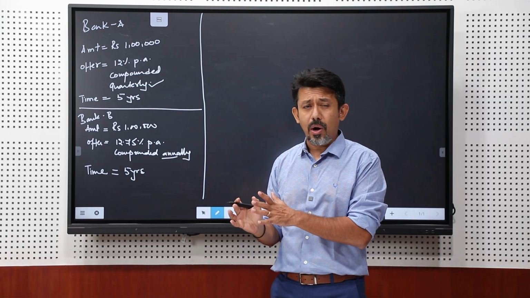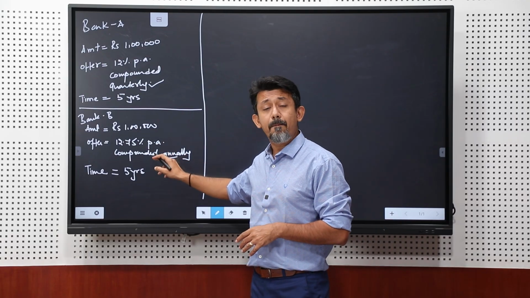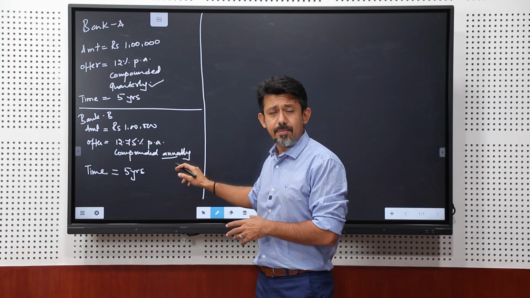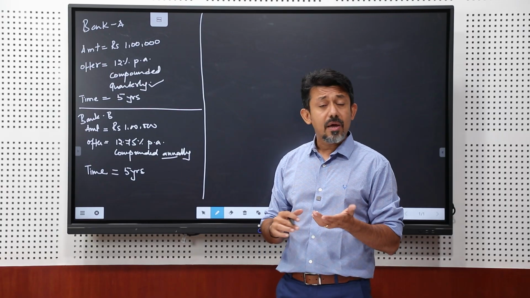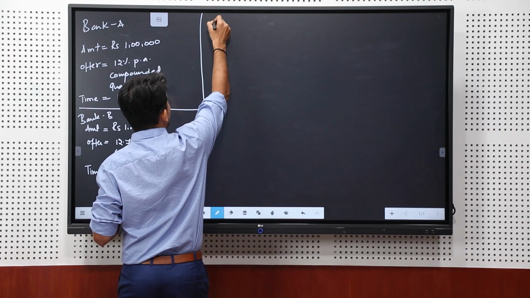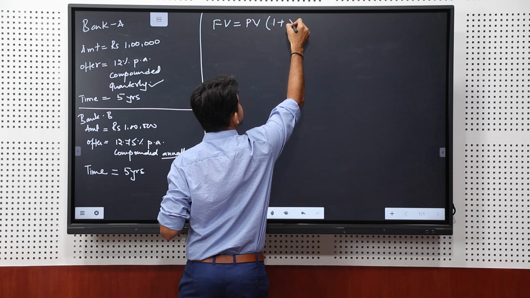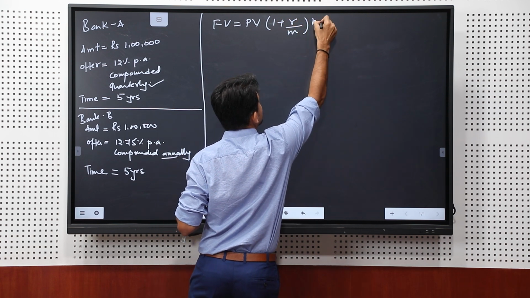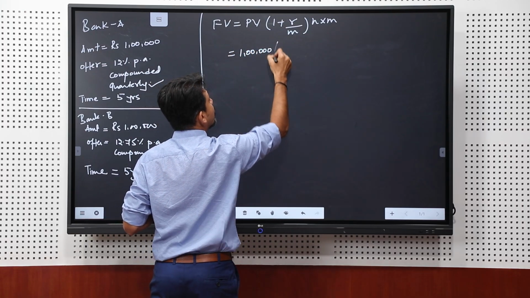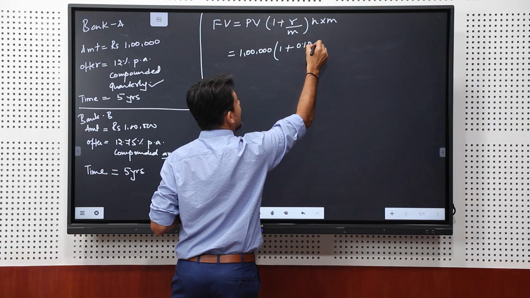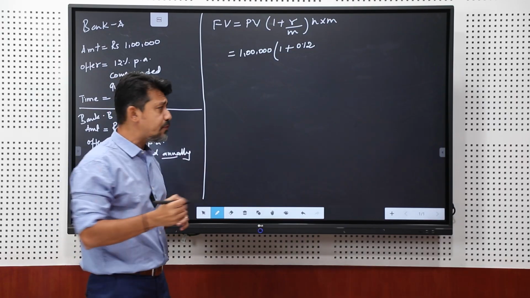You can't compare a quarterly rate with an annual rate, or let's say if this 12.75% was compounded semi-annually, you can't compare a semi-annual rate with a quarterly rate. So one way is, do not compare the rate of interest, compare future values. We know this formula, that future value is equal to present value into 1 plus R by M raised to N into M. So your present value is 1 lakh, rate of interest is 12%, and if it's quarterly compounding, M would be equal to 4, because you would get interest 4 times a year.